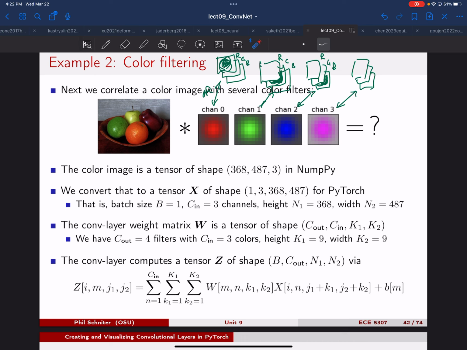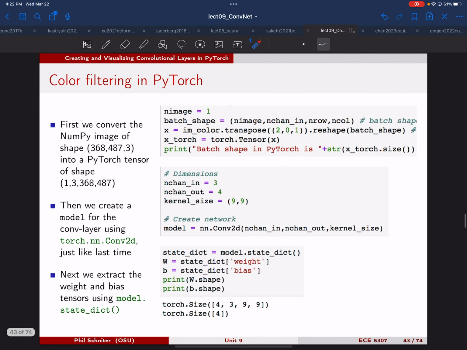Okay, so is it kind of making sense? All right, so let's take a look at some of the code. So the first thing we need to do, we're saying, okay, there's going to be one image in our batch, and this is the batch shape that we will want for PyTorch. So number of images, 1, number of channels in, 3, rows and columns. And then this is the command where we can change from the NumPy or skimage format to PyTorch format. So this is the transpose command.